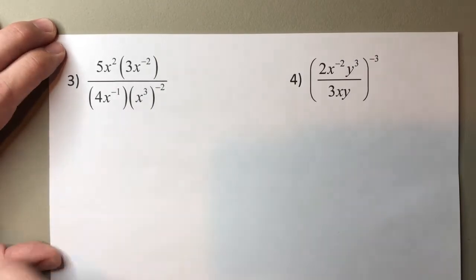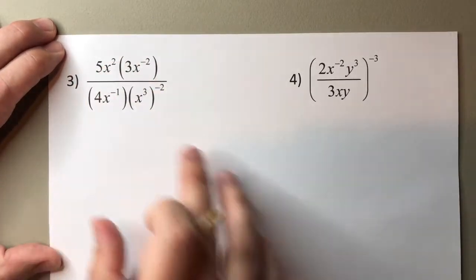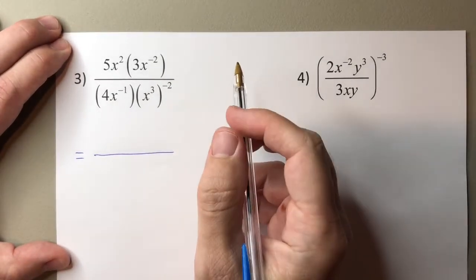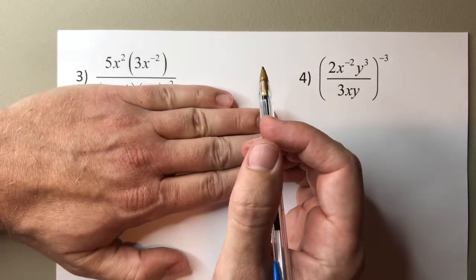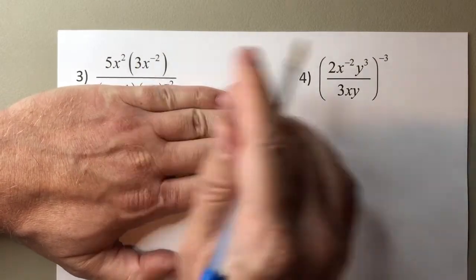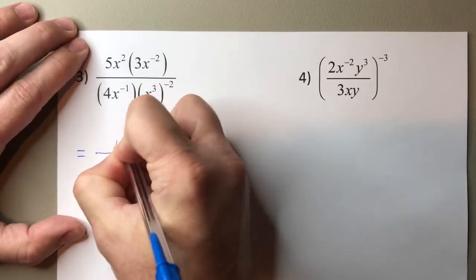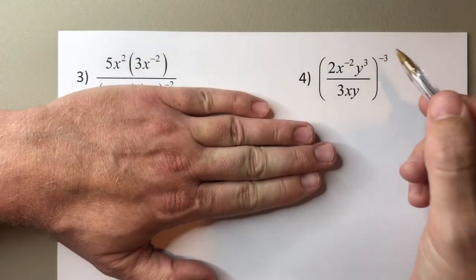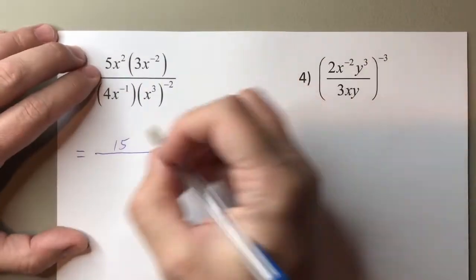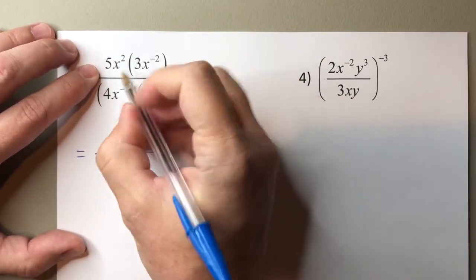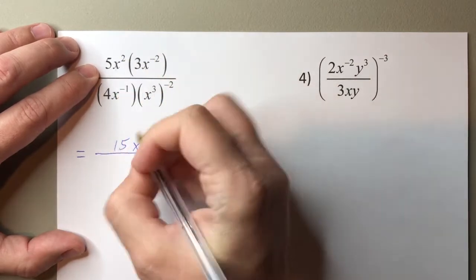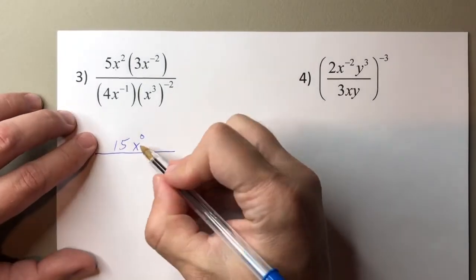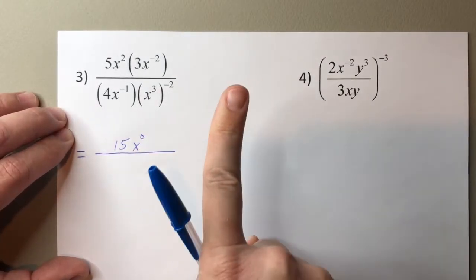Well, I'm going to do a couple things first here with number 3. So I'm going to look at the numerator, and that's all I'm going to focus on right now. So I'm going to do 5 times 3, that's 15. And then I'm going to do the multiplication of x squared times x to the negative 2. Well, what do you get here? When you multiply like bases, you add the exponents. So you actually get x to the 0, which we all know is the same as 1.